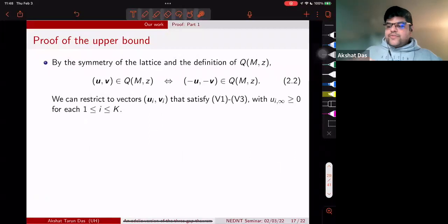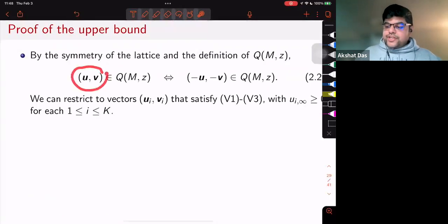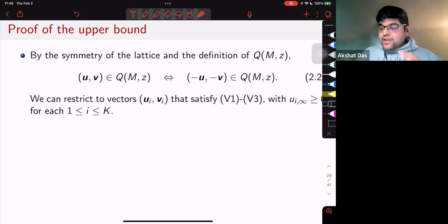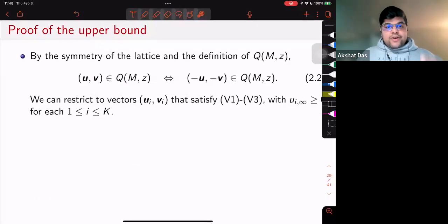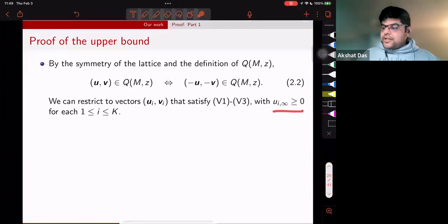The next thing that is very useful for us to prove this is the symmetry of the lattice. What that means is that if the lattice point (u, v) is in our collection, then automatically we can also assume that (-u, -v) is also in this collection, from the symmetry of the lattice. So now, when we are choosing our collection of lattice points u1, v1 going up to uk, vk, we can make sure that the real components of the first component of the lattice points are non-negative. So this result helps us assume this.